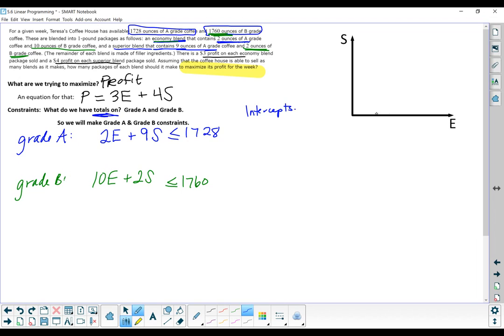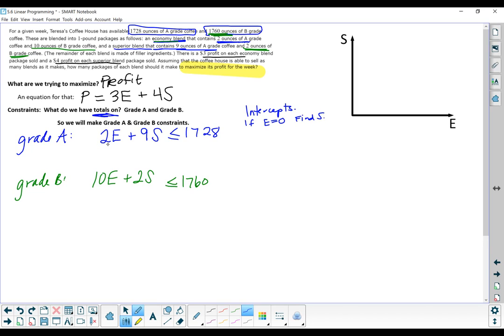So we're going to look at if S is 0, what is E? And if E is 0, what is S? We're going to find the 2 places where it crosses the axis, and then we can just connect them to get our line. So let's start with E is 0. If E is 0, find S.